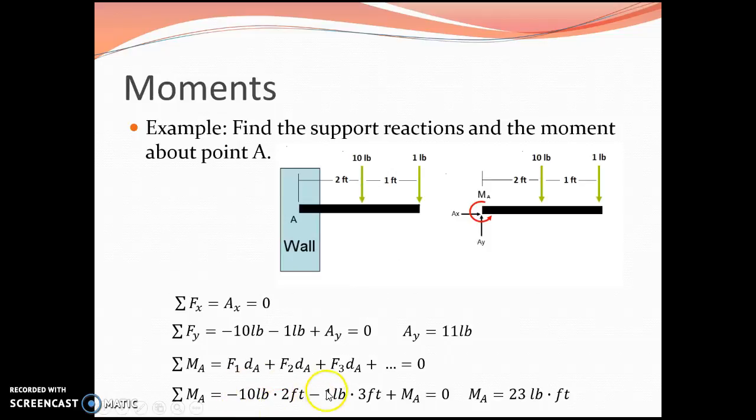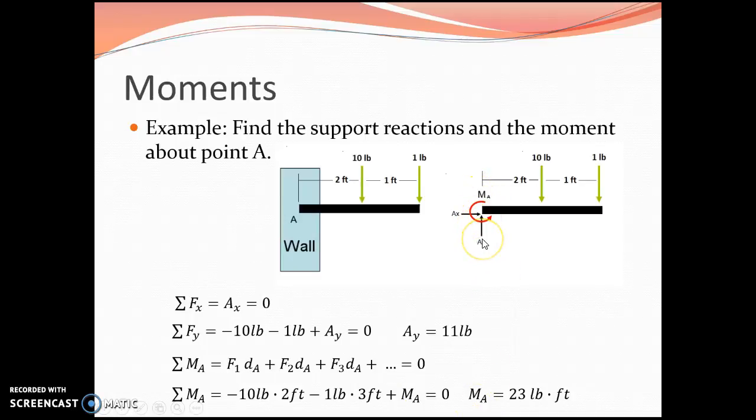I also have 1 pound going downwards. That's why it's negative. And it is 3 feet away from the wall. So 1 pound times 3 feet. And then I have one more moment, and that is the support reaction of the wall. And it is going the positive direction. Set those equal to 0. I then used algebra to solve for my moment, this support moment, moment A.